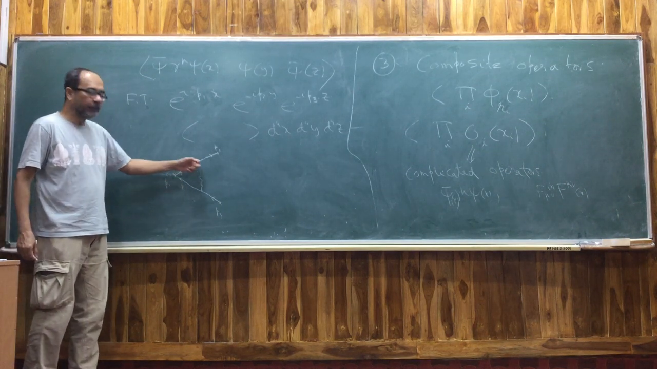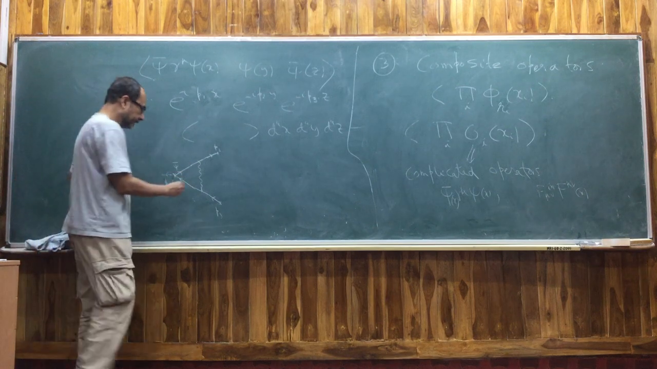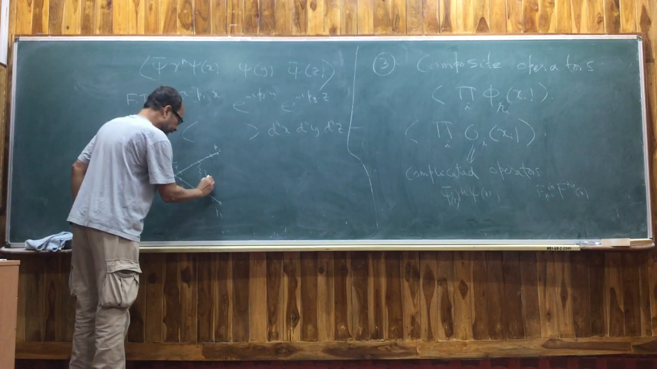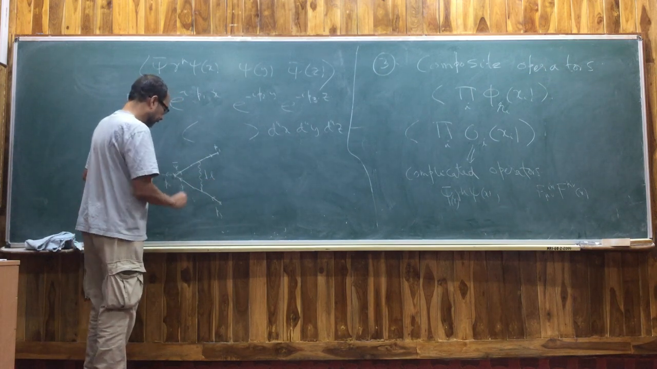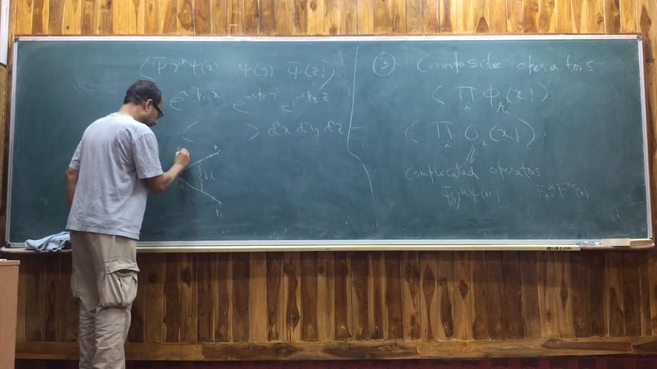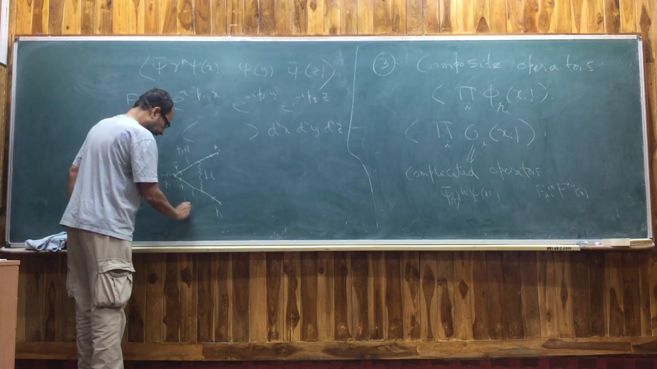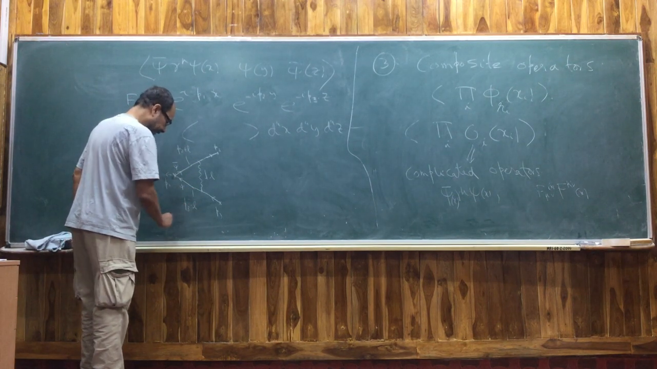This loop integral is divergent. Is that clear? If this is L, then this will be what? P2 plus L. P2 plus L. This will be P3 minus L.